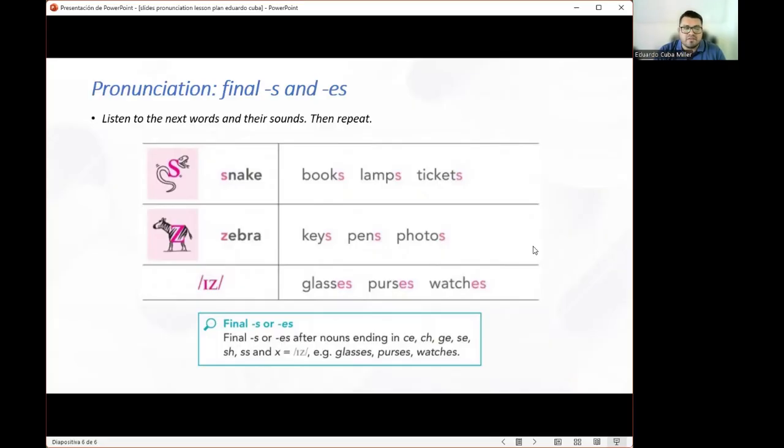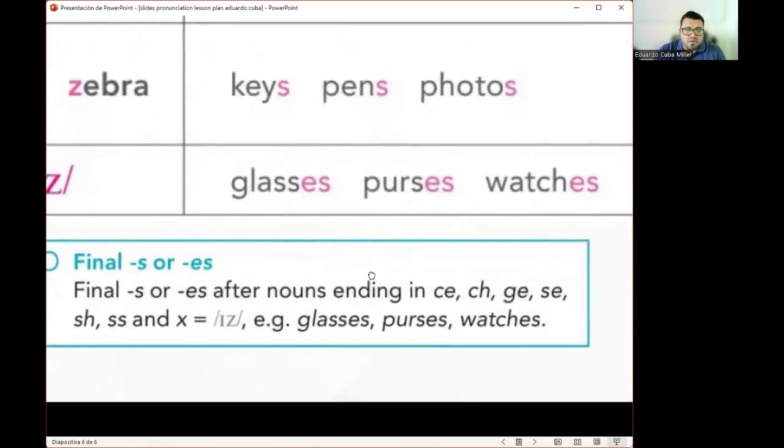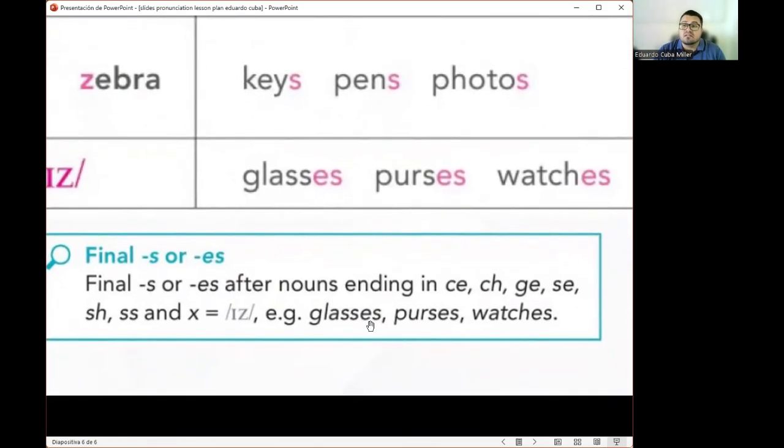Now, guys, let's remember something very important. Final S or ES after nouns ending in CE, CH, GE, SE, SH, double S or X, the S or ES, it's gonna sound like is. Correct? Like, for example, we can say in this case, right, glasses, correct, purses, or we can say watches. That's right. Perfect then, guys.